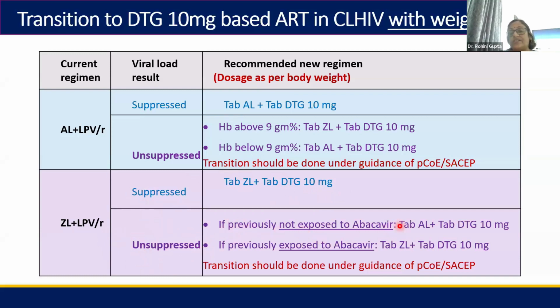whether the child was previously exposed to abacavir. If the child was not previously exposed to abacavir, then we will shift this child to abacavir, lamivudine, and DTG 10. If the child has previously been exposed to abacavir and because of some reasons we cannot give abacavir, then we would be continuing with the ZL NRTI, and DTG 10 milligram will be added instead of lopinavir, ritonavir. Even for this transition, we need to have guidance from PCOE or SASIP referral. Only then can this transition be done.